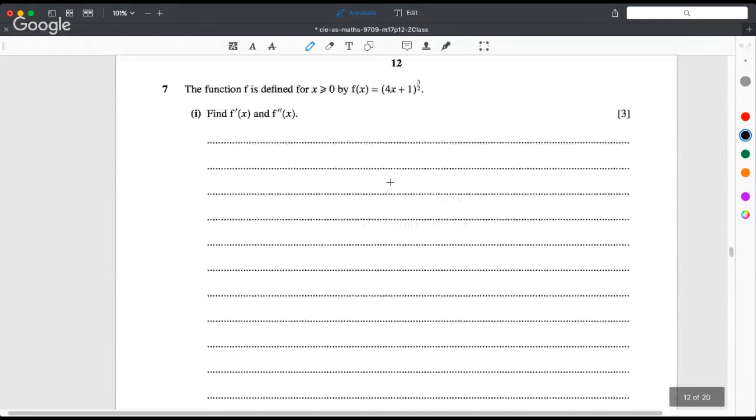Okay, question 7. So we're looking at a function f here. And the first task is just to differentiate it a couple of times. So this is pretty easy. F prime of x, you just use the chain rule. 3/2 comes down, 4x plus 1, and this exponent goes down by 1, giving us 1/2. And then you multiply it by the derivative of whatever's inside, and the derivative is just 4. So this is equal to 6 times 4x plus 1 to the 1/2.